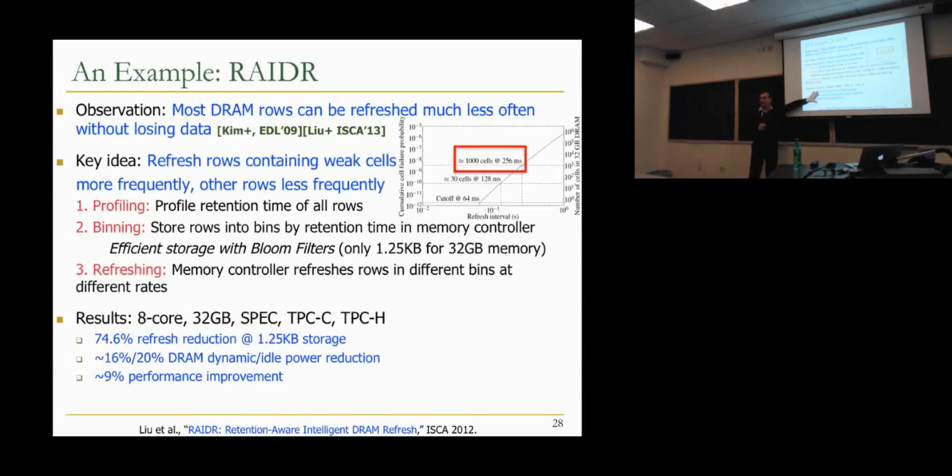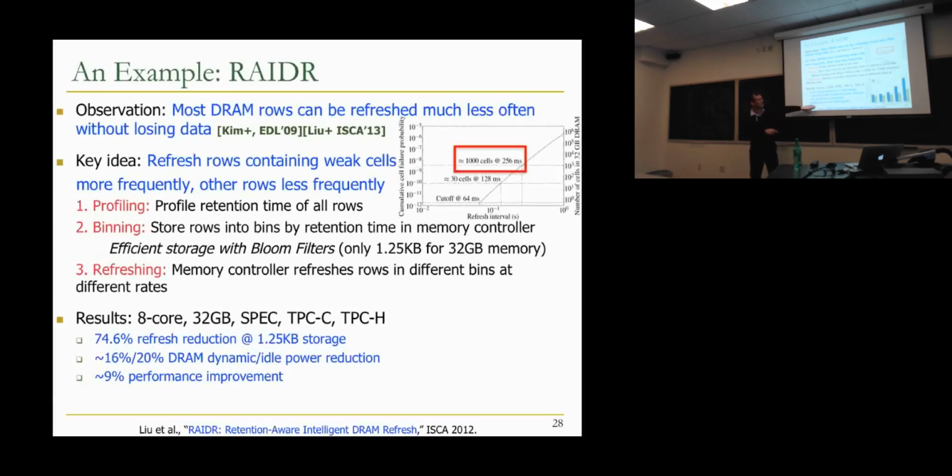But here, again, we simulated these mechanisms with an 8-core system, 32 gigabyte memory, with different kinds of workloads. SPEC is Standard Performance Evaluation Corporation, and some database workloads. We measured about 74.6% refresh reduction at this storage. So this is what you would expect, because most of the rows don't need to be refreshed. Most of the rows can be refreshed every 256 milliseconds. And this leads to, in these workloads, 16% dynamic power reduction in DRAM and 9% performance improvement.